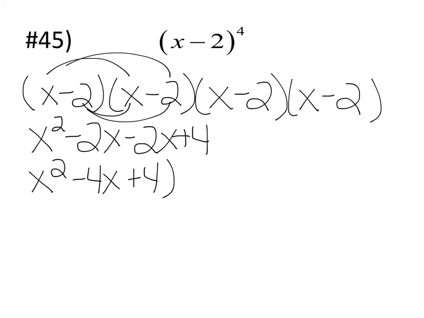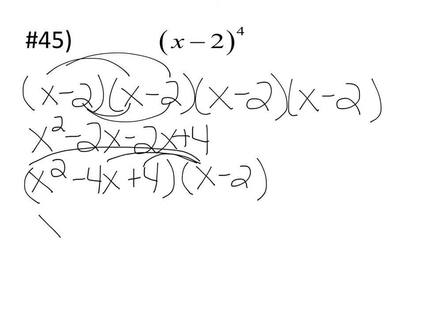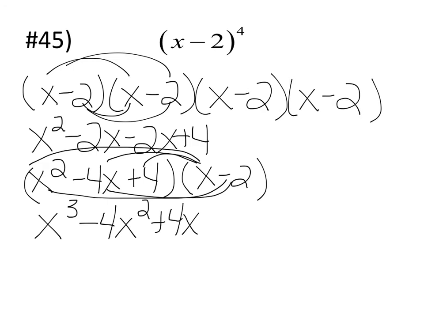And we're going to multiply that times x minus 2. So we're going to give this x to all three pieces here, which is going to give us x cubed minus 4x squared plus 4x, and then we're going to give the negative 2 to all three pieces, which is going to give us negative 2x squared plus 8x minus 8.